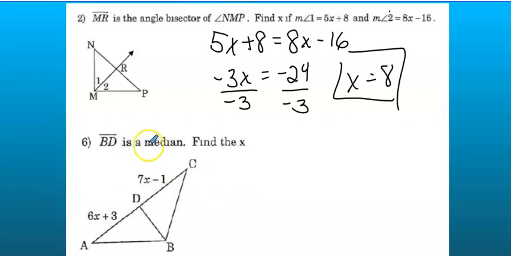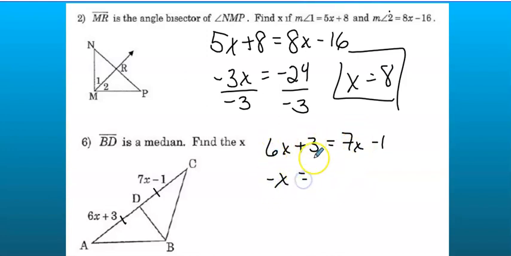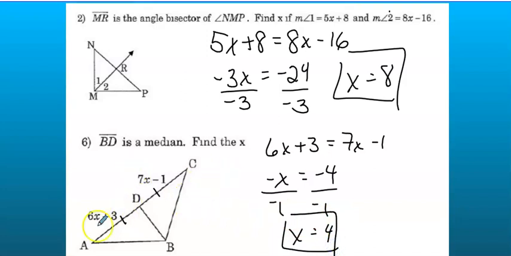Oh, okay, we can do this one real quick. BD is a median. This is a median, so that means this is congruent to this, and they want you to find x. So 6x plus 3 equals 7x minus 1. Let's subtract 7x over here. That's going to be negative x equals, and then we're going to subtract 3 over here. That's negative 4. Just divide by negative 1. X equals 4.